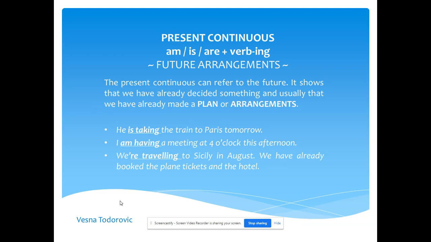We all know that present continuous is mainly used to describe a present action which is happening now, at this moment, in this period of time. But it can also be used to express future arrangements or plans. So something that we have already decided to do in the future. So he's taking the train to Paris tomorrow, or we are traveling to Sicily in August. We have already booked the plane tickets and the hotel. Express actions that are already planned and arranged for the future. Let's move on.